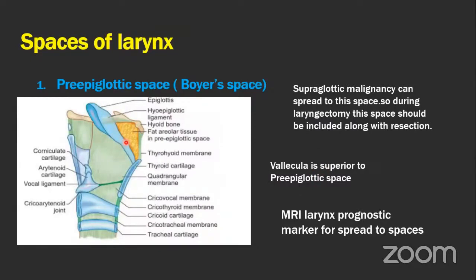And another thing is that MRI larynx is a prognostic marker. Since this is soft tissue, soft tissue images are better seen in MRI. So if you suspect any spreading to this pre-epiglottic space, go for an MRI larynx. Okay, so that is the pre-epiglottic space.